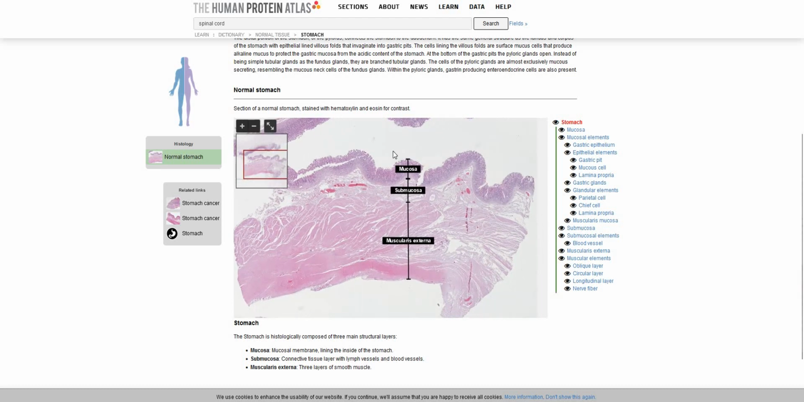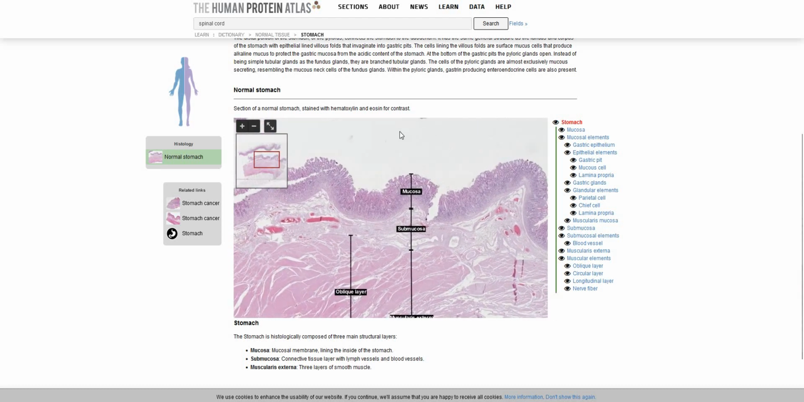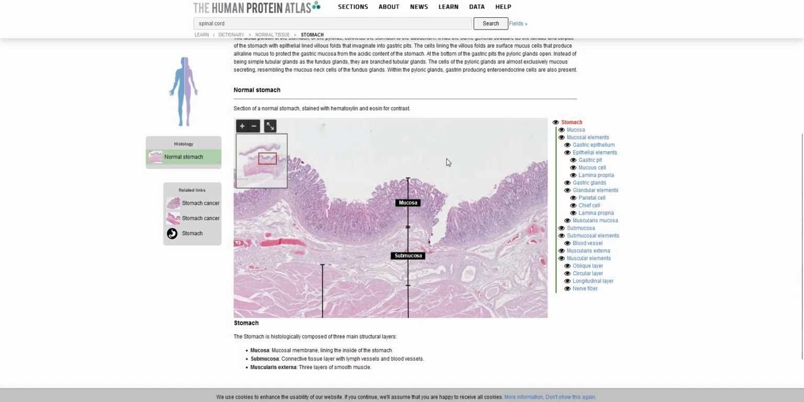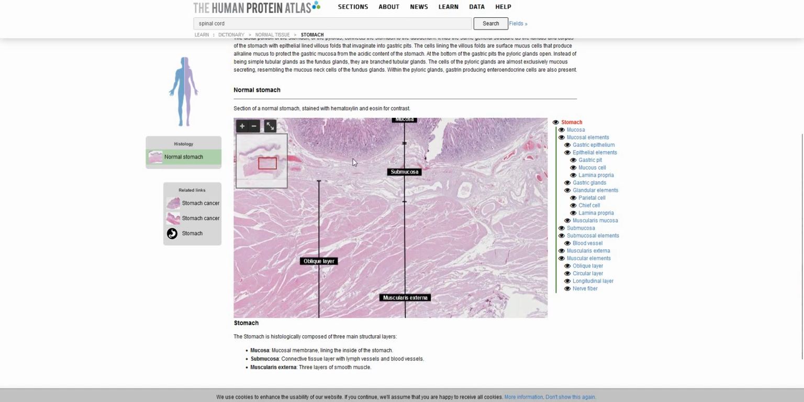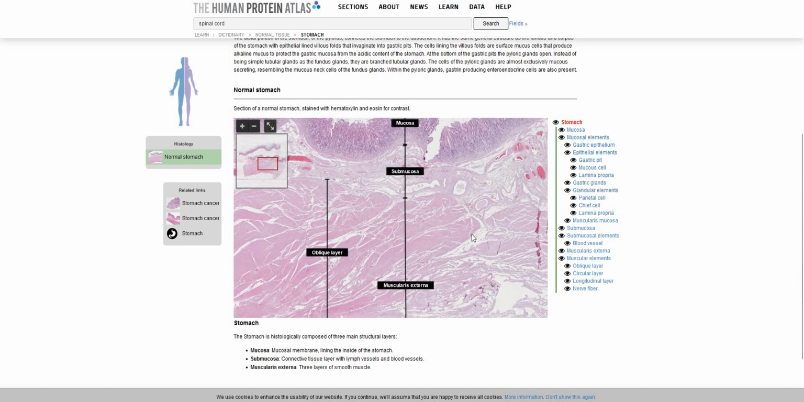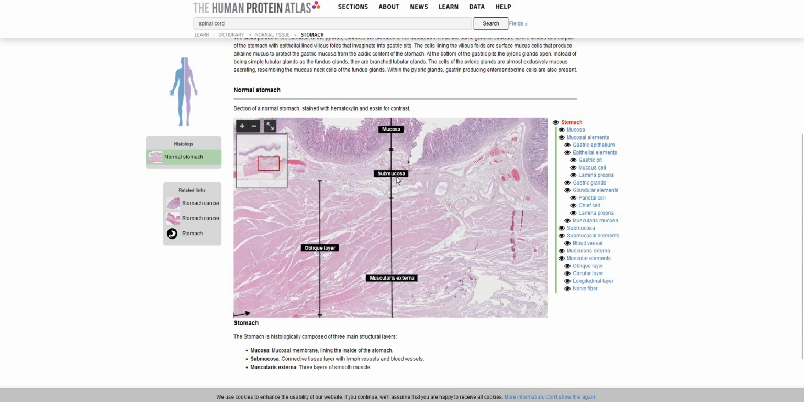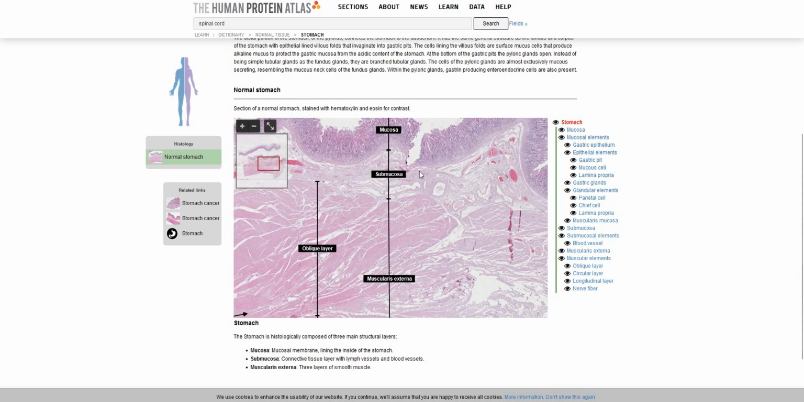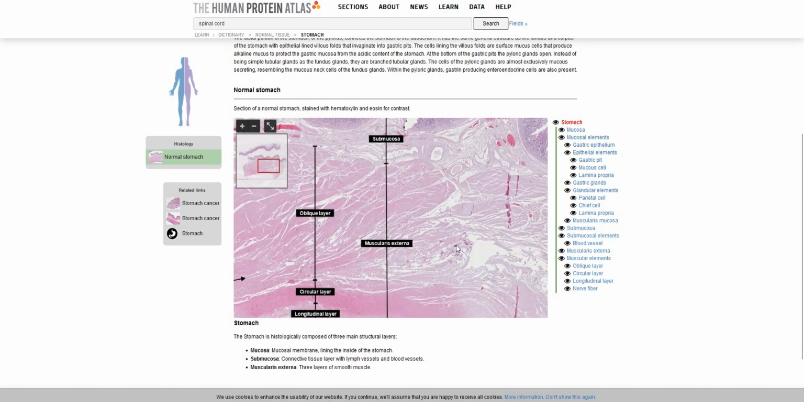We have our mucosa, so that's going to be that first layer facing the lumen. Submucosa, in this case, it's still a thin layer and it's typically lighter stained than the rest of the tissue. So it's subtle here, but you can see that this is a lighter purple than the mucosa or the underlying muscular layer. For the stomach, we actually have an additional layer within our muscularis externa, and that is one of the main differences from the rest of our GI tract.